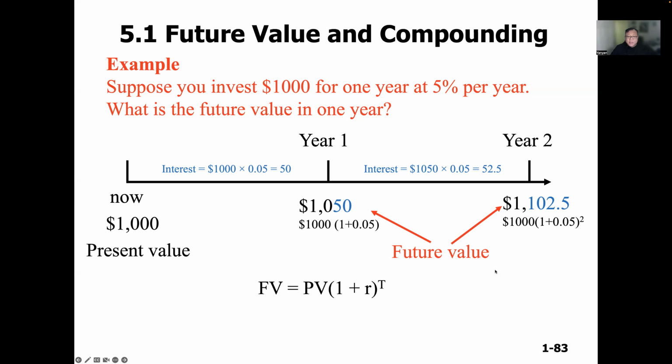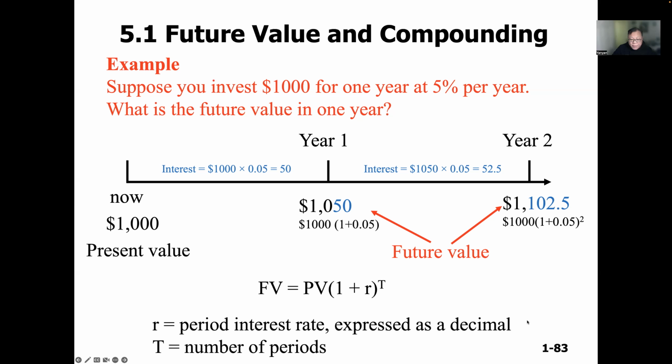Okay, so this is the formula. So future value equals present value times 1 plus r to the power t. So r is the period interest rate. In this case, it's the annual interest rate, 5%. Okay, so it's expressed as decimals, right? So the 5%, the r is not equal to 5, right? The r is expressed as decimals. So you have to use the decimal, r equals 0.05 in the calculation.